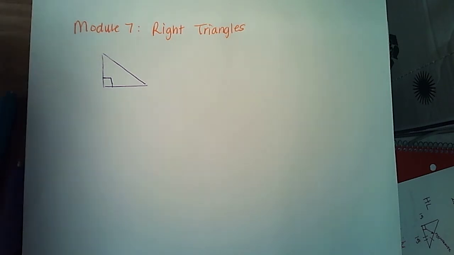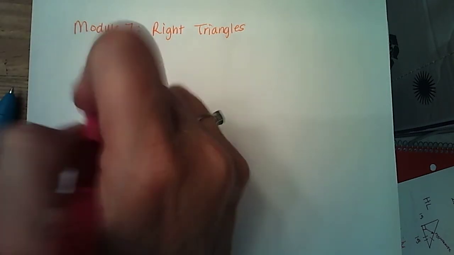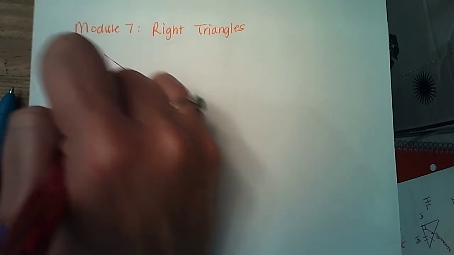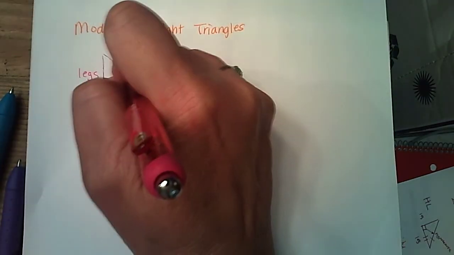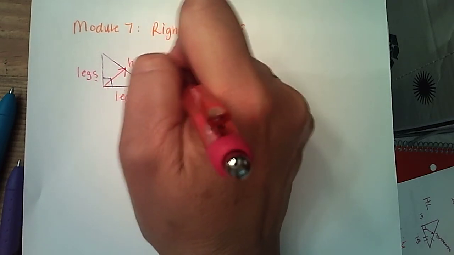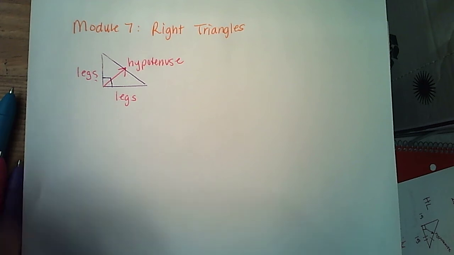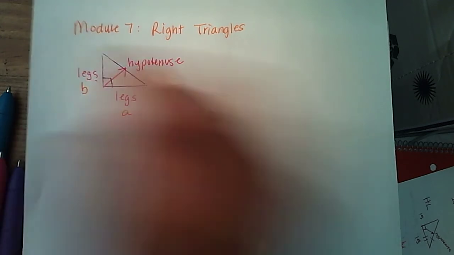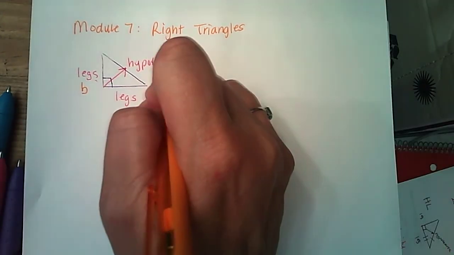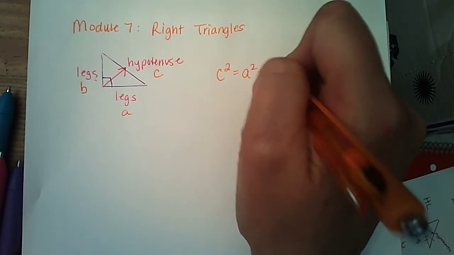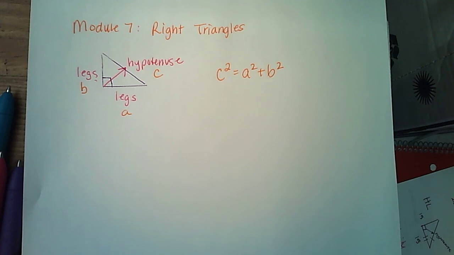With the Pythagorean theorem, you have legs which sit around my right angle. There's my right angle. And then across from the right angle is what we call the hypotenuse. Now, with our right triangle and with our Pythagorean theorem, the legs do not matter who you call A and B, but your hypotenuse is always C. So C squared equals A squared plus B squared.